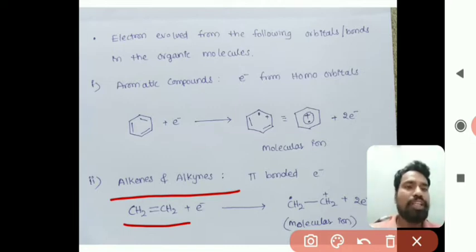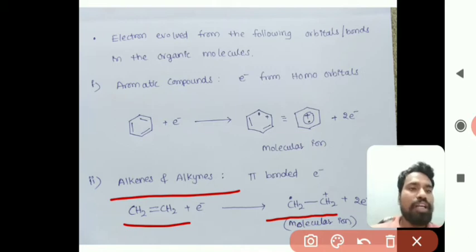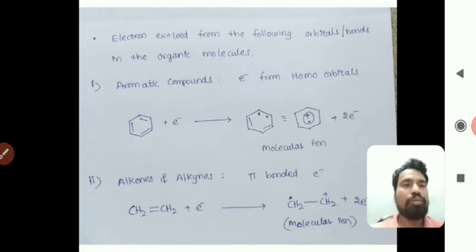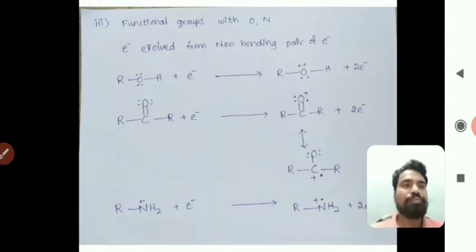So just observe here ethylene: one electron is removed, and you get CH2 dot and CH2 plus. So in aromatic compounds as well as in alkenes and alkynes, that is, organic molecules with double bonds, the electron is evolved from the double-bonded carbons. One electron will be evolved from the double bond automatically, so one carbon will get a radical and the other carbon will get a positive charge, right?